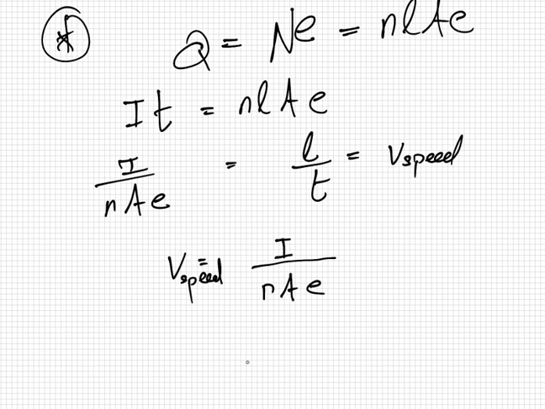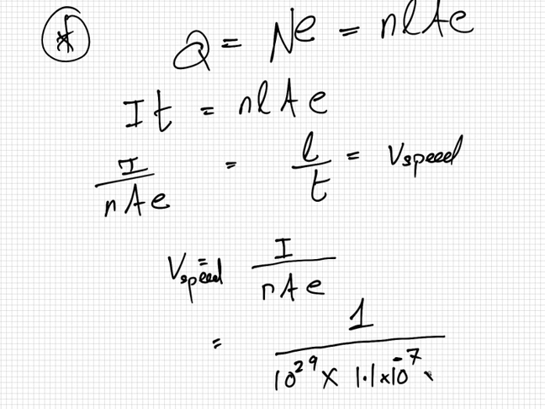So let's just use this formula for my example I did, just to double check. So what was the I? What was the current? 1. And what was the n? How many electrons per meter cubed did I say is in copper? 10 to the 29, wasn't it? So 10 to the 29 times the area, which was 1.1 times 10 to the minus 7, times 1.6 times 10 to the minus 19. Can you just type that in and double check that you get the same answer? You should get 0.6 millimeters per second.